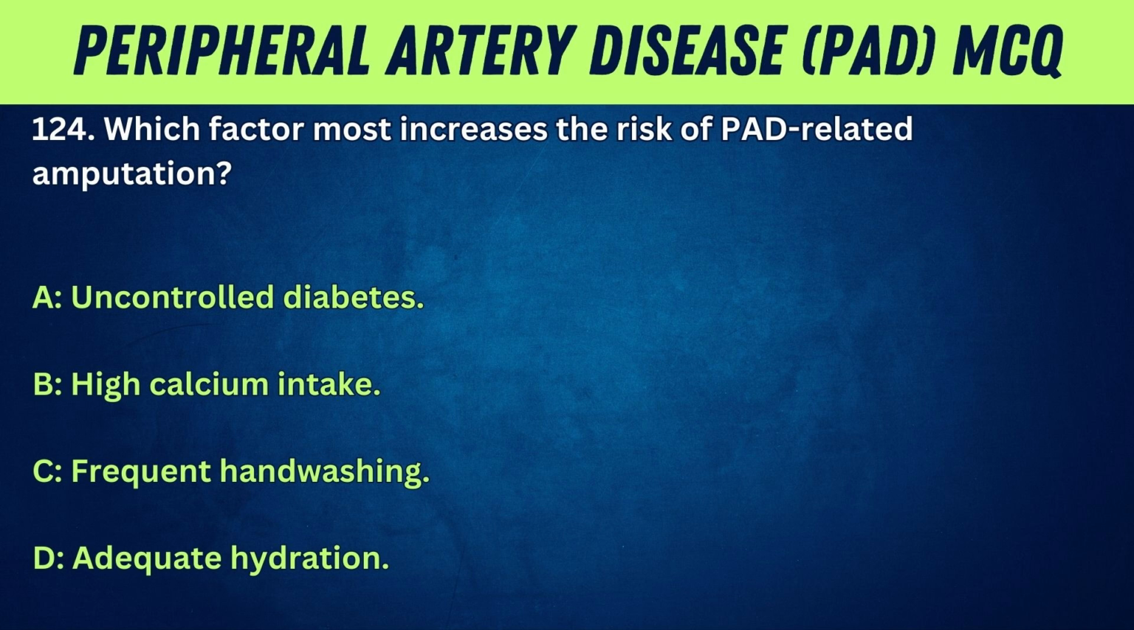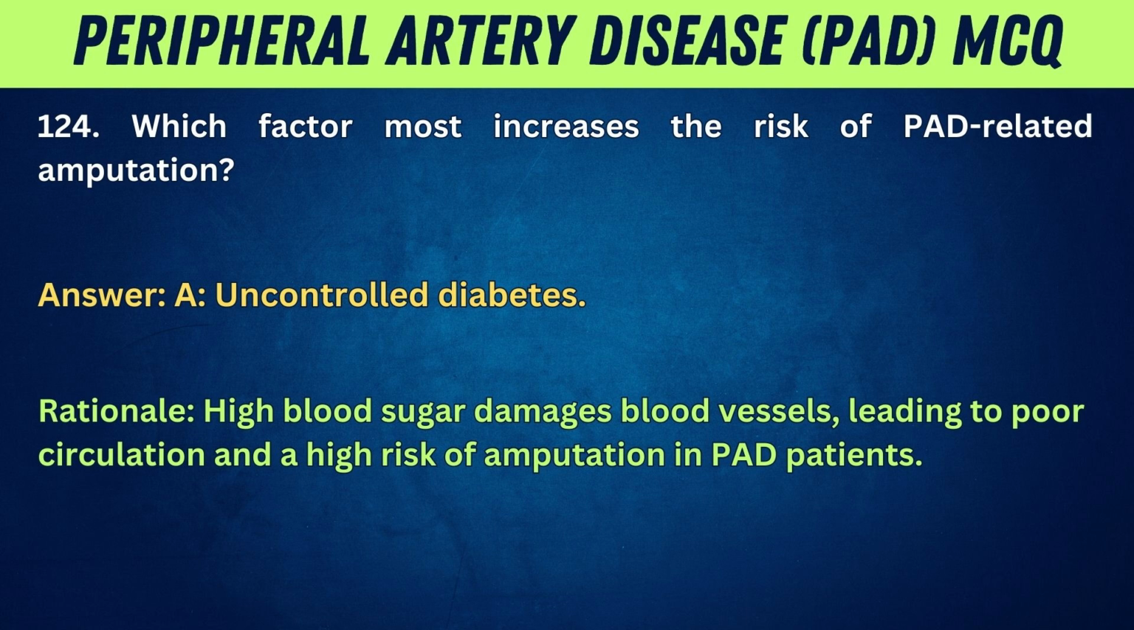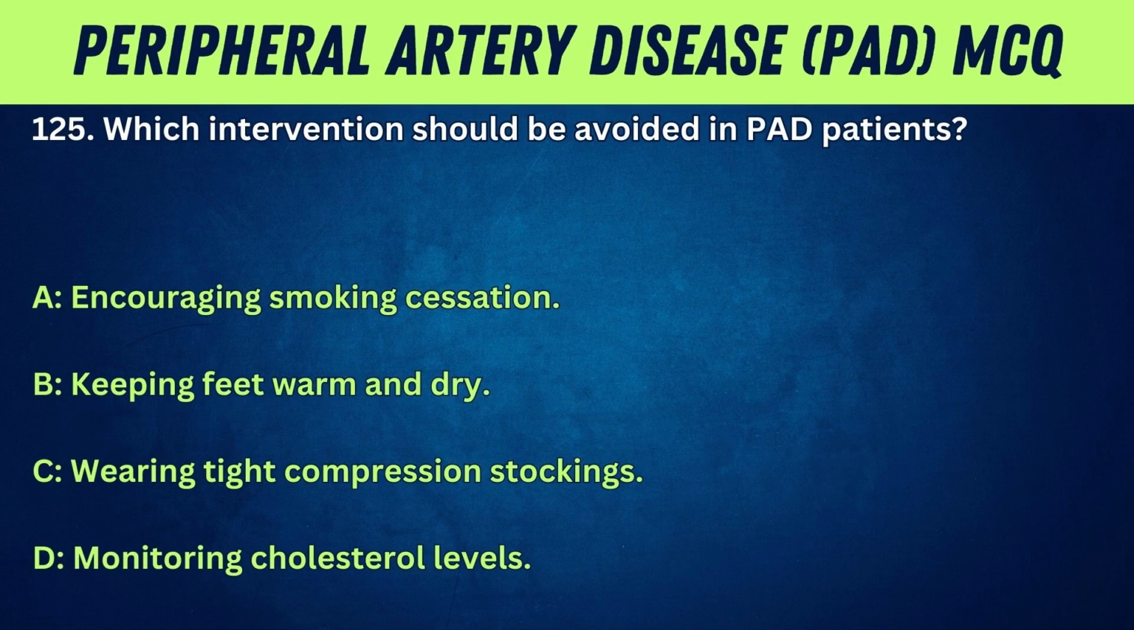124. Which factor most increases the risk of PAD-related amputation? A. Uncontrolled diabetes. B. High calcium intake. C. Frequent hand washing. D. Adequate hydration. Answer. A. Uncontrolled diabetes. Rationale. High blood sugar damages blood vessels, leading to poor circulation and a high risk of amputation in PAD patients.